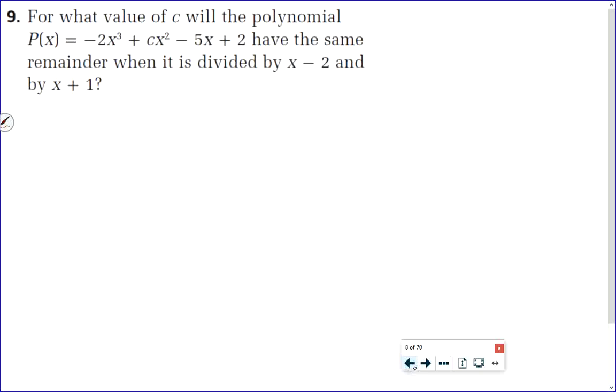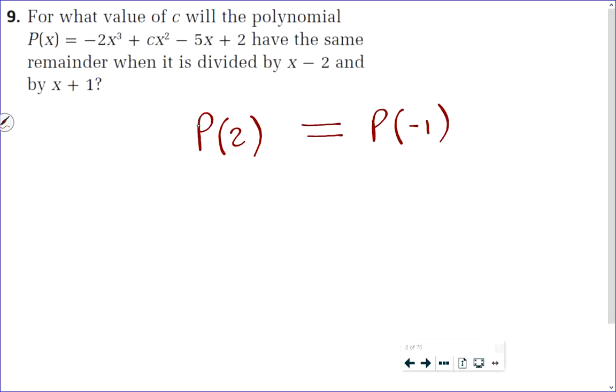For what value of c? This has the same flavor as what we just did, but it's not the same question. We have a polynomial and there's a parameter missing, and we're told that when we divide by x minus 2, whatever remainder we get is the same as the remainder we get when we divide by x plus 1. Well, the remainder when we divide by x minus 2 is going to be p of 2, isn't it? And the remainder when we divide by x plus 1 is going to be this, isn't it? But we're told these are equal.